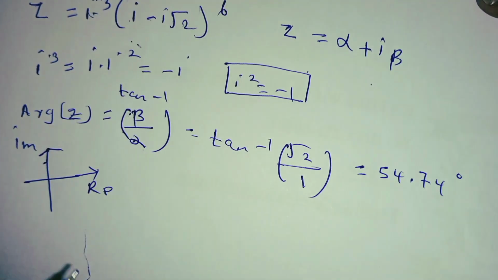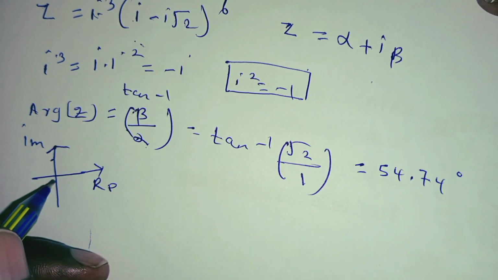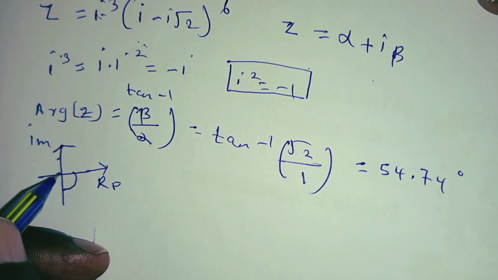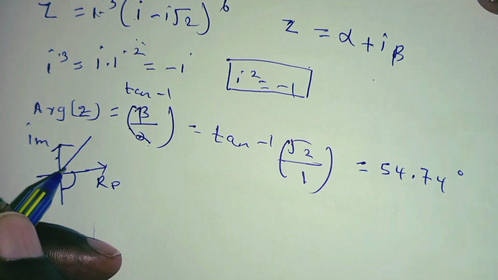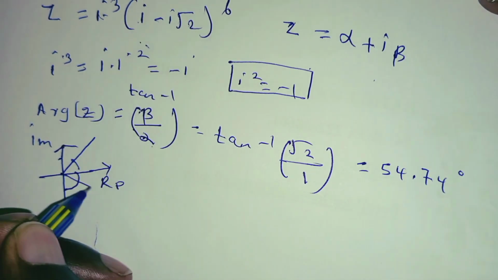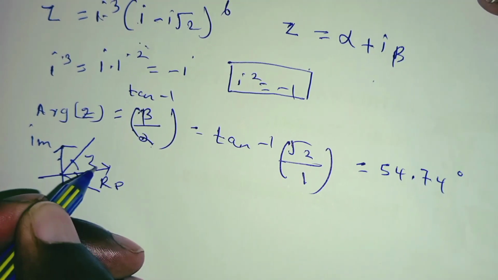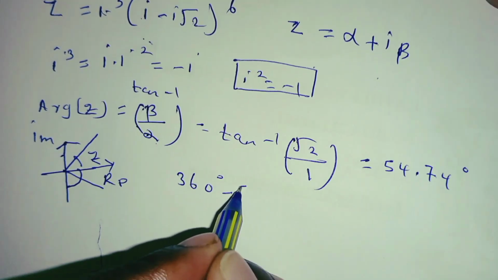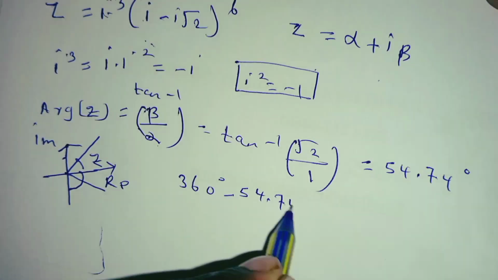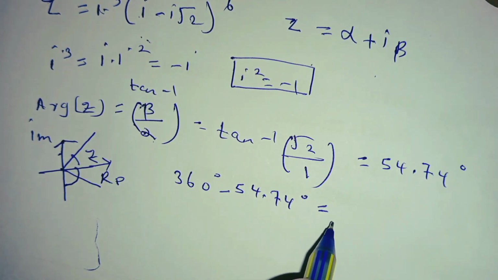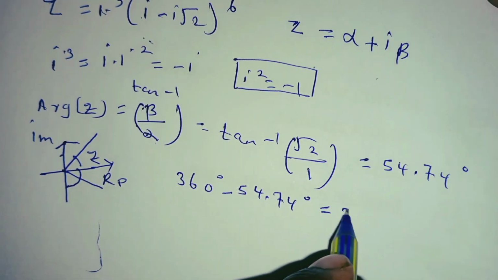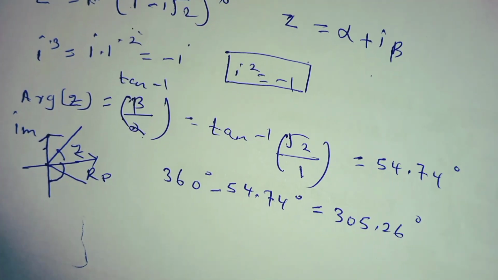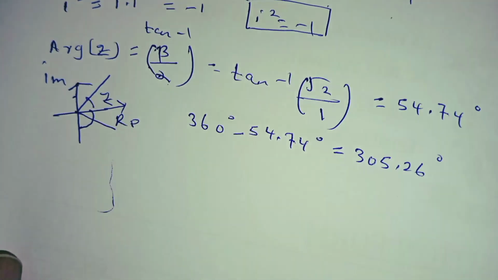So from our given equation, our angle is in the fourth quadrant, it is here. So to get that angle, which is somewhere here, our argument of z, we are going to obtain it by saying 360 degrees minus 54.74 degrees, which will give you, after subtracting, 305.26 degrees.